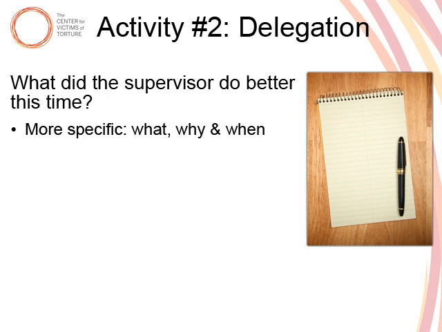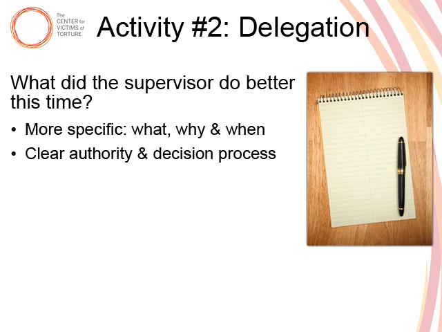This time, the supervisor did a better job communicating with Phil. She was specific about what information she needed, why she needed it, and when she needed it. She described Phil's level of authority on this task, informing him that she wanted his recommendation, but that the final decision would be made by the management team.